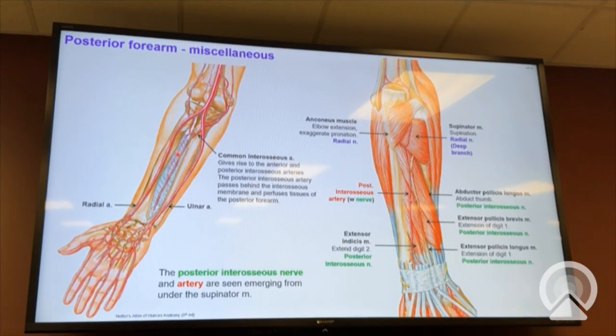So it's on the posterior side of the interosseous membrane. So it may be close, but anatomically that's worlds away. Okay, so it's going to pop out and run into the posterior forearm. So it's an important blood supply. I mean, your whole posterior forearm, and most of its muscles, are relying on this posterior interosseous artery.